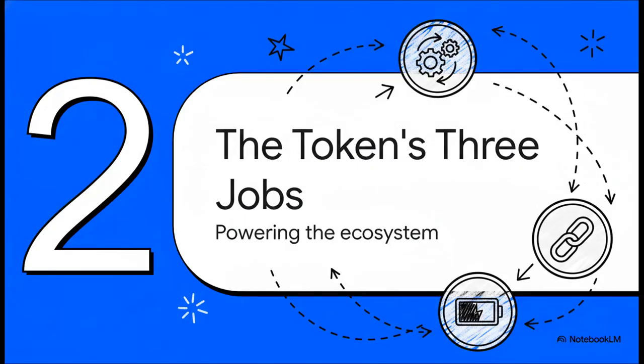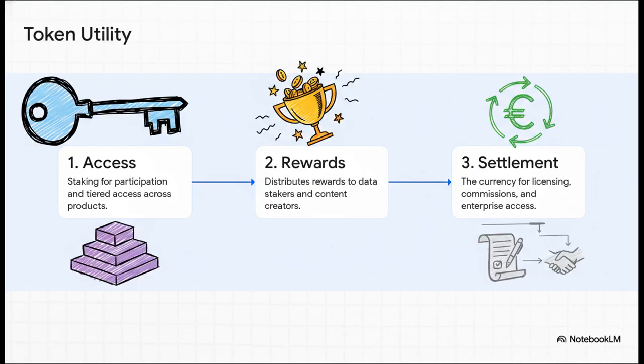So a token with a fixed supply is one thing, but what does it actually do? A token's got to have a job, right? For PLRL, it's been designed to handle 3 very specific jobs that are totally essential to making this whole ecosystem work. The 3 jobs are access, rewards, and settlement. Think of access like your key. You stake tokens to get in the door and participate. Rewards are the paycheck. It's how data stakers and creators get paid for their contributions. And settlement is the economy's internal currency. It's used for everything from licensing content to paying out commissions. These 3 functions are designed to work together to fuel the entire system.